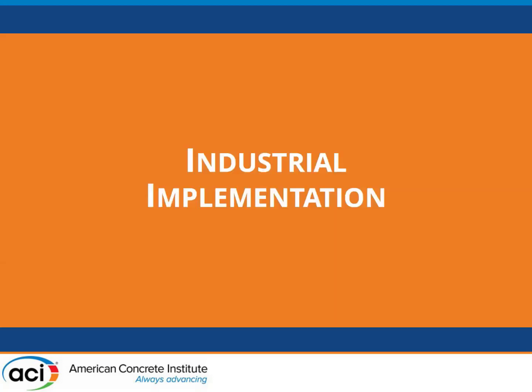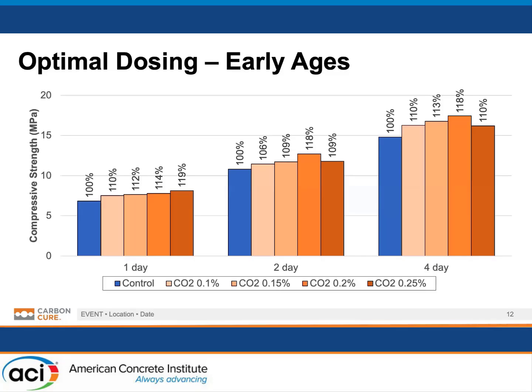What has this meant industrially? There's almost 300 users of this technology across North America, Canada, Singapore, soon to be South America and Europe. They'll put a dose of CO2 into the concrete, much like nanomaterials. The dosages used are very small. So as reported along the bottom, we're looking at dosages from 0.1 to 0.25% by weight of cement.